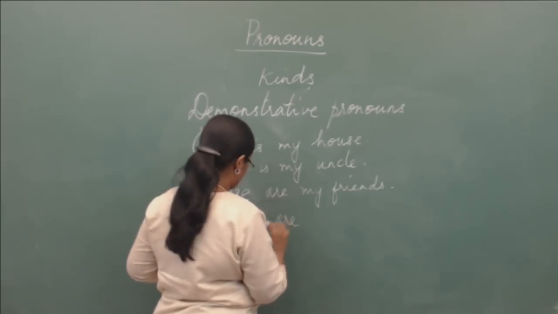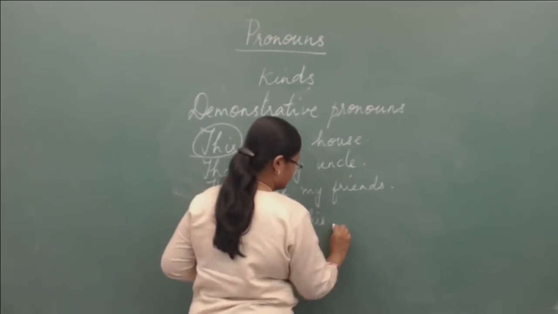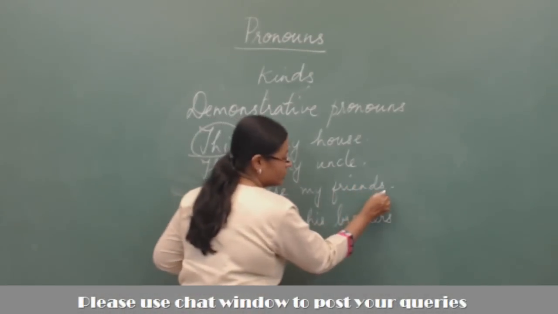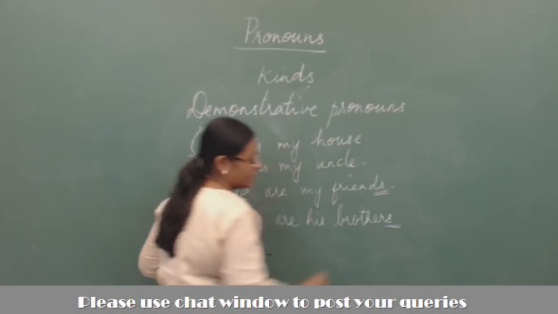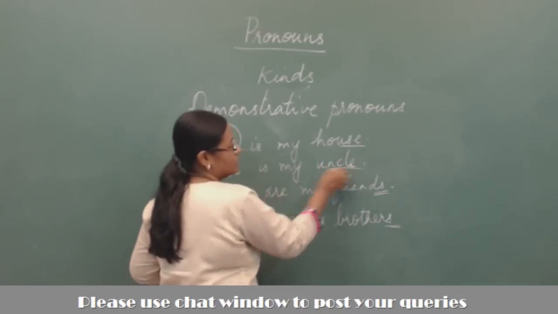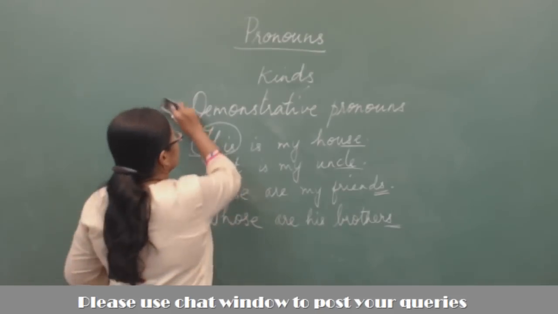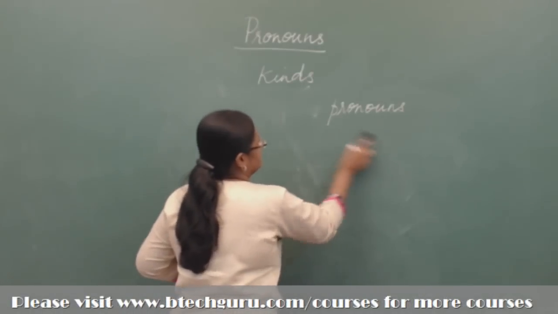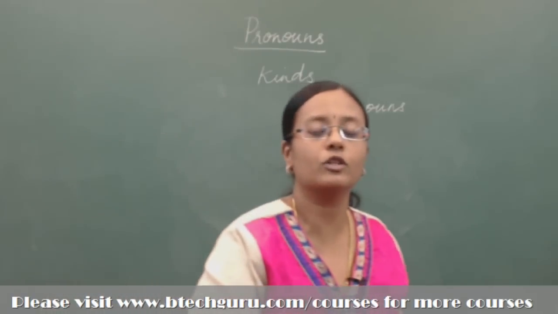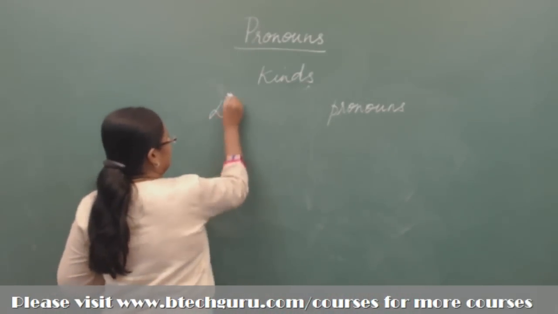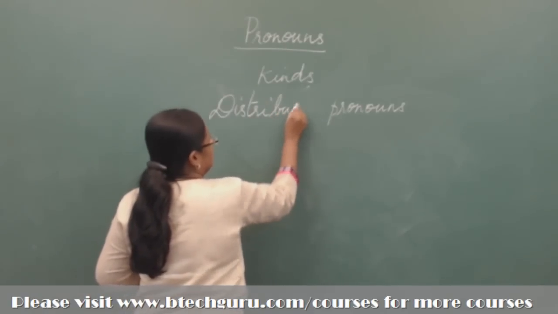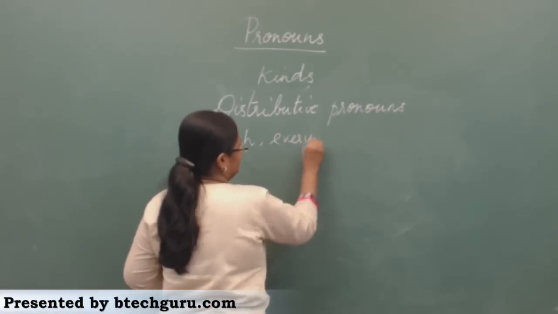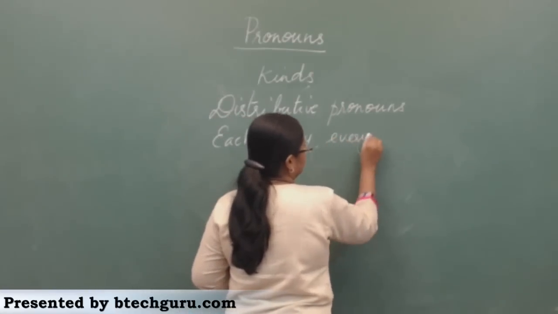Those are his brothers. So here you see the use of the plural noun for these and those, friends and brothers. Here with this and that, you see a singular noun. The next kind is the distributive. Same as we had the distributive adjective, we also have the distributive pronoun. Words like each, every, then everyone.